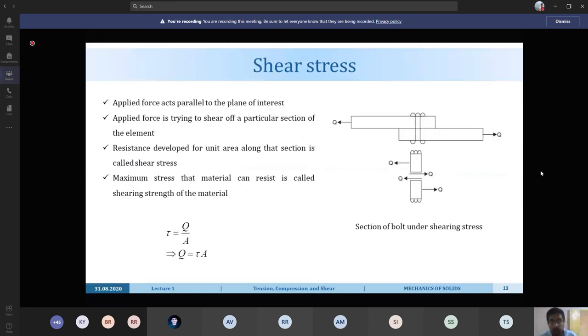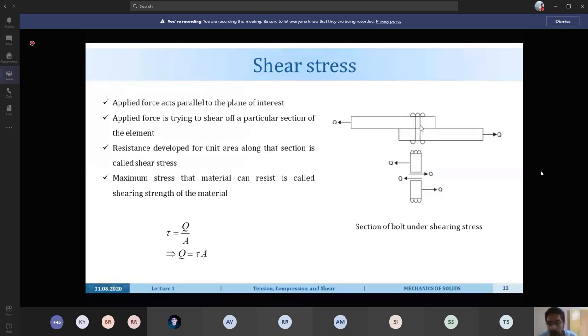Now we are moving to the shear stress. In shear stress, the applied force acts parallel to the plane of interest. Suppose you have two rods as shown here, and you are using a screw to join these two rods, and these two rods are subjected to some tensile forces Q. One rod you are pulling to the left and one rod to the right side.